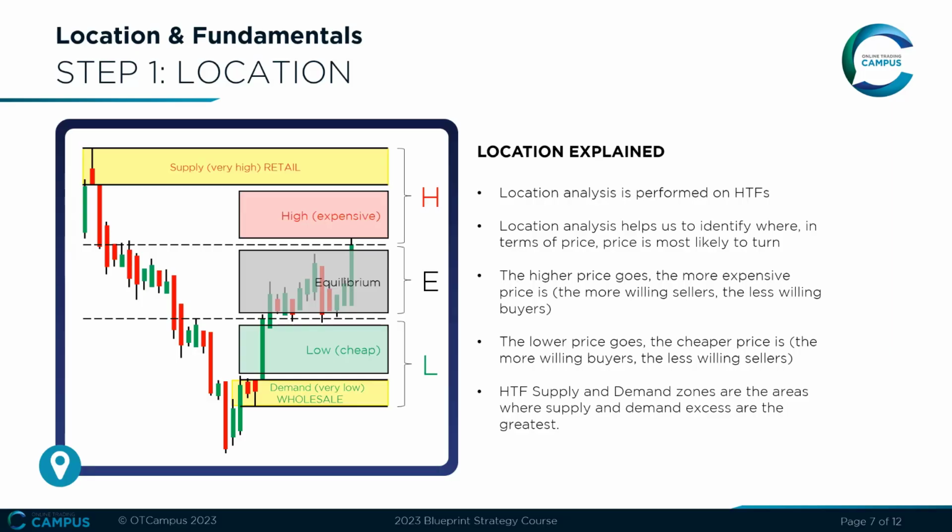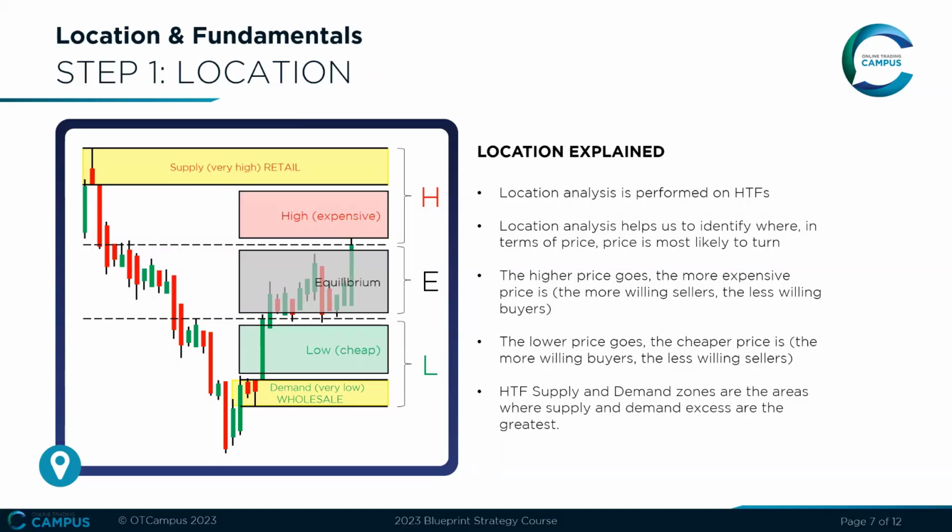However, by just looking at location, what it helps us identify is where roughly, in terms of larger supply and demand zones, we could expect price to turn. Now, the higher price goes, the more expensive price is. That kind of makes sense, right? It means the more willing sellers and the fewer willing buyers we'll find within the price chart itself. Generally speaking, not always, but most of the time, the higher price goes, the more willing sellers and the fewer willing buyers. That's just how it works.